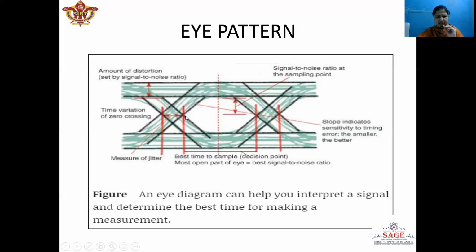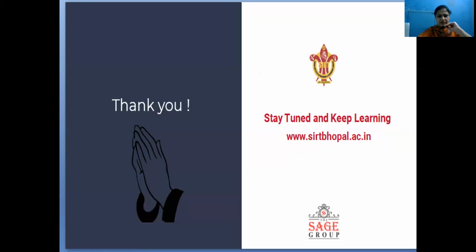Now here the variation at the zero line or the zero crossing indicates the jitter effect. So we can measure the jitter by taking this time variation. Now at the eye opening, this is the best time to sample. So here in the middle, it is the best sampling time when the eye is open widest. Now here we can see the amount of distortion which is set by the signal to noise ratio. So this diagram gives the detailed variations of the parameters which can be studied using the eye pattern. Now this is all for today's lecture.